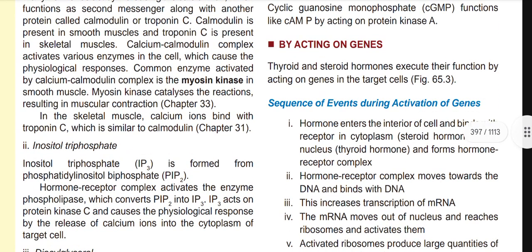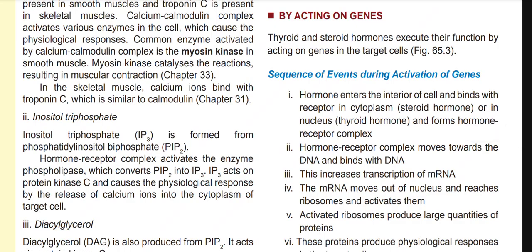Now number 2 is inositol triphosphate. Inositol triphosphate, IP3, is formed from phosphatidylinositol biphosphate, PIP2. So one is IP3 and one is PIP2. The hormone receptor complex activates the enzyme phospholipase, which converts the PIP2 into IP3, and IP3 acts on the protein kinase C and causes the physiological responses by the release of calcium ions into the cytoplasm of the target cell.